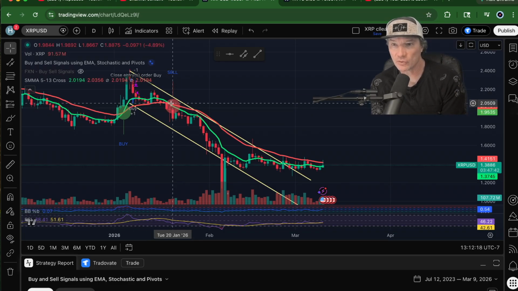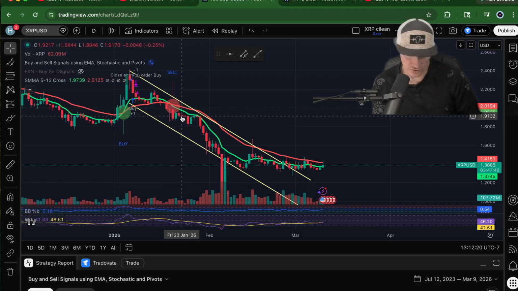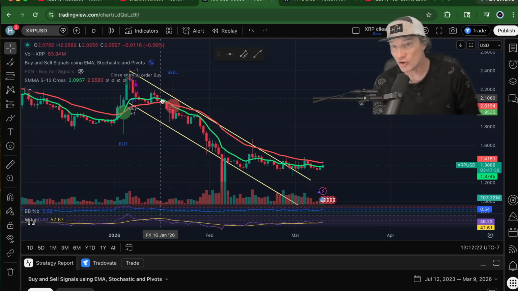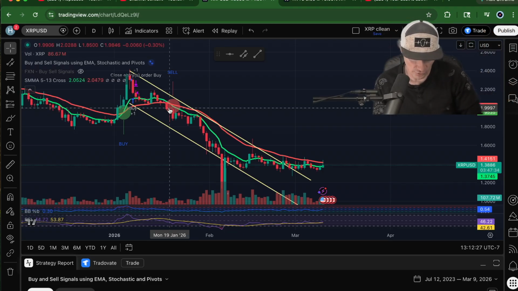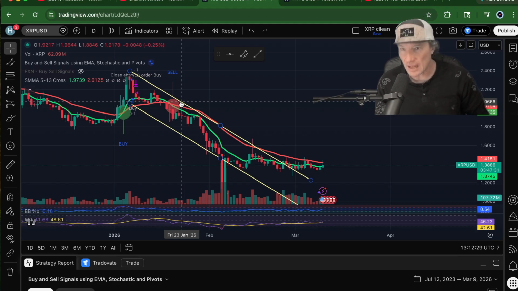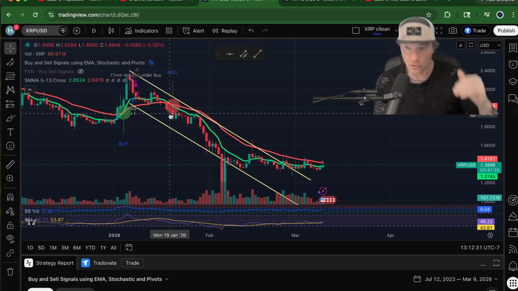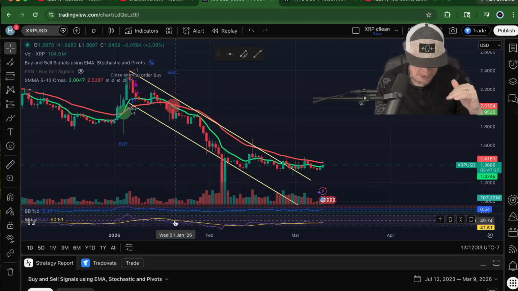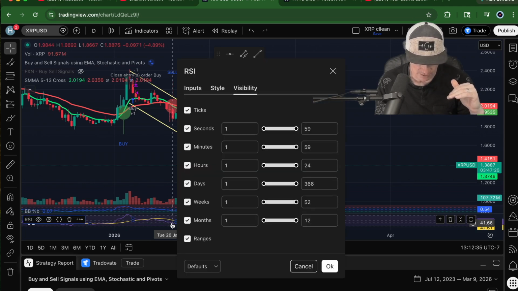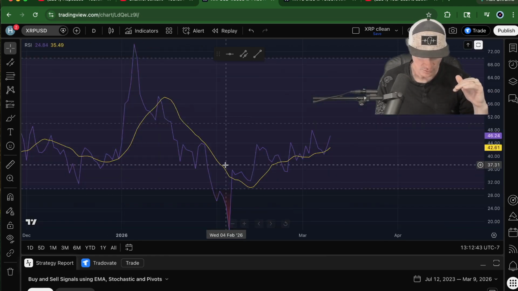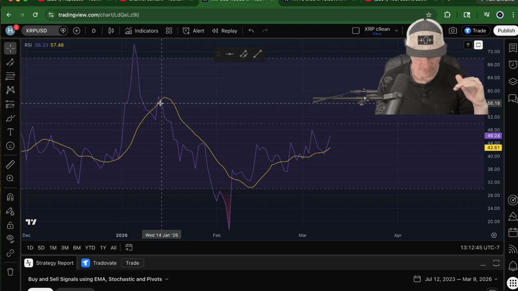Moving along. Let's scoot over a little bit. Here's the next cross right there, ladies and gentlemen. It's exciting stuff. We saw the 5-day moving average shoot down, cross over the 13. There's a sell indicator. The strength is weakening. What happened on the RSI right here? Open it up. Yep. Sure enough, everybody. This was the cross again.